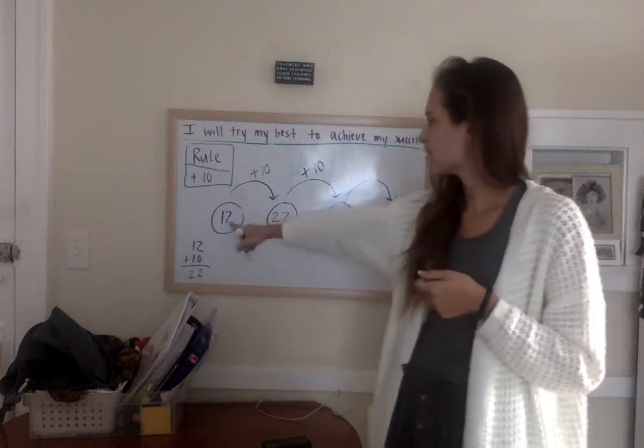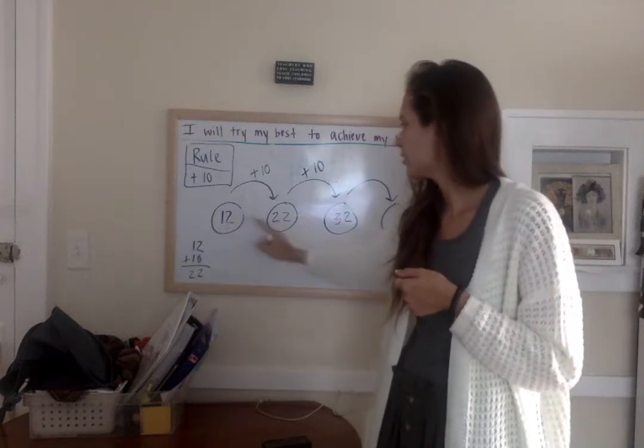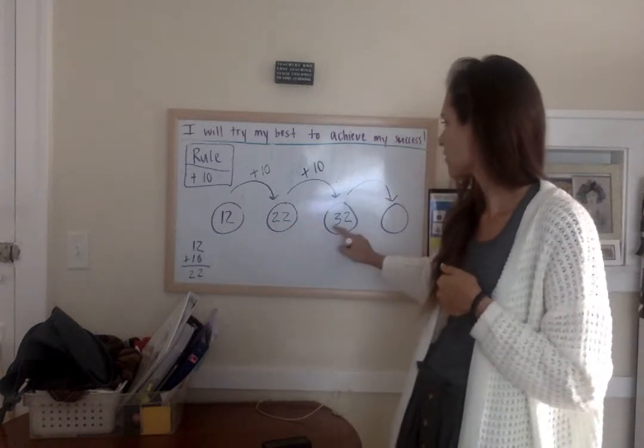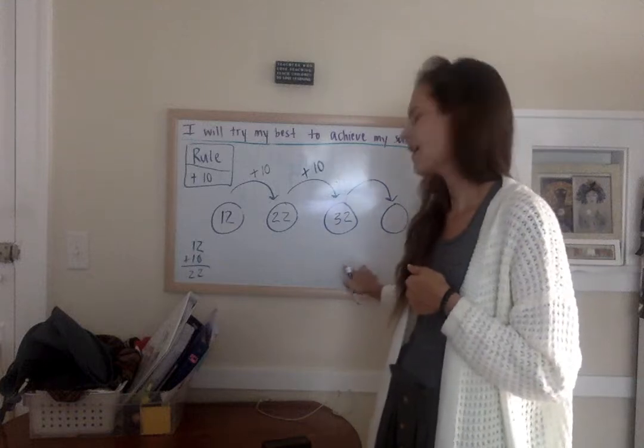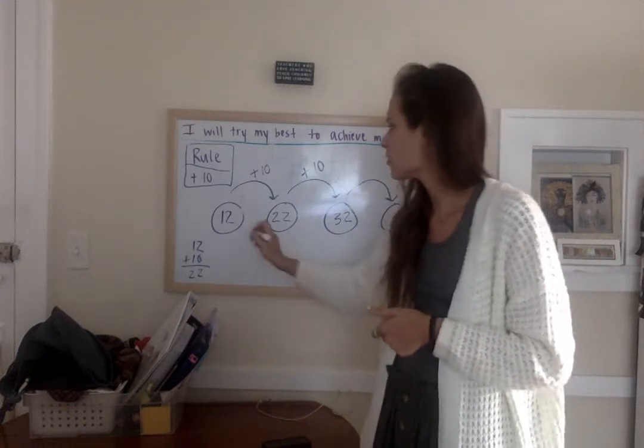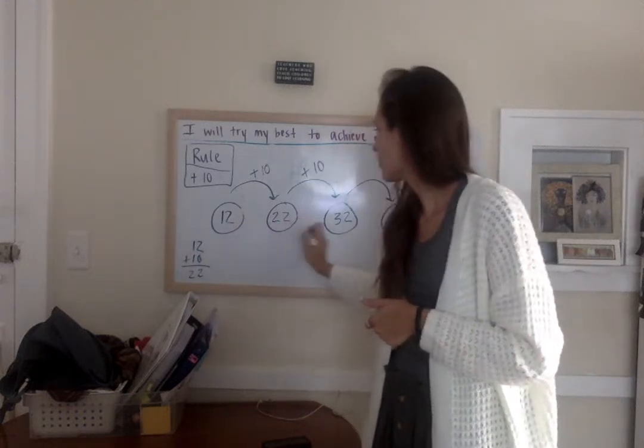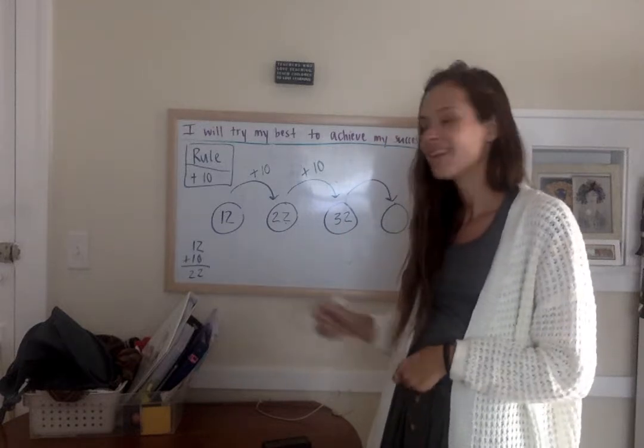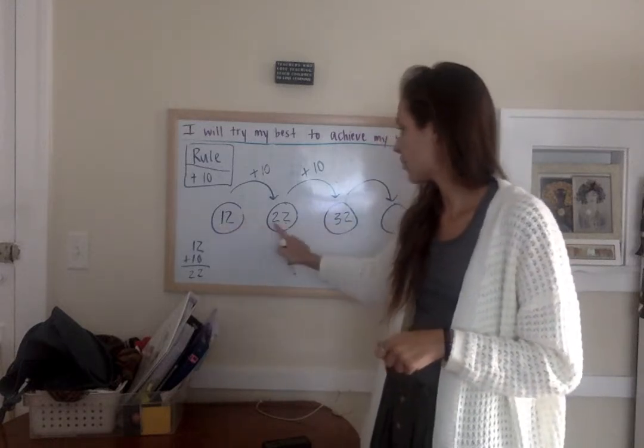What do you notice about these numbers? We have 12, 22, 32. What do they all end in? What's in the ones place? A 2, right? And the tens place is just going up by 10.